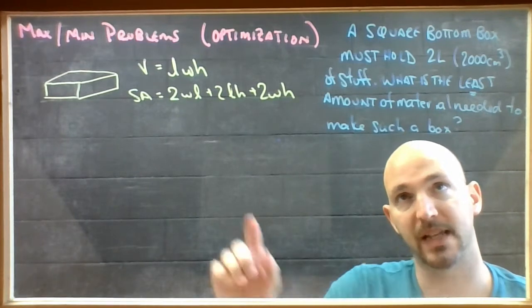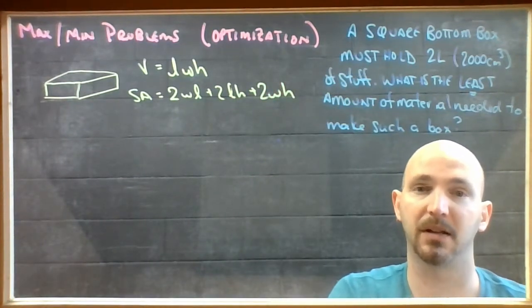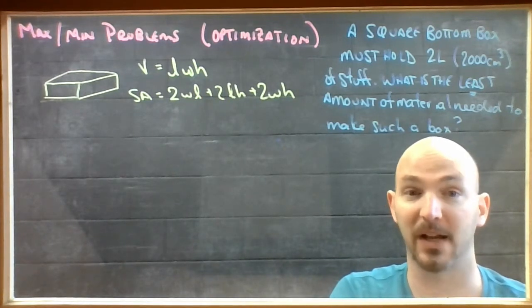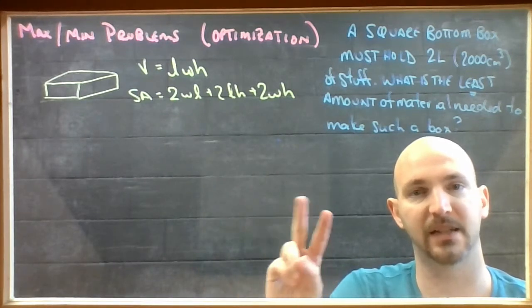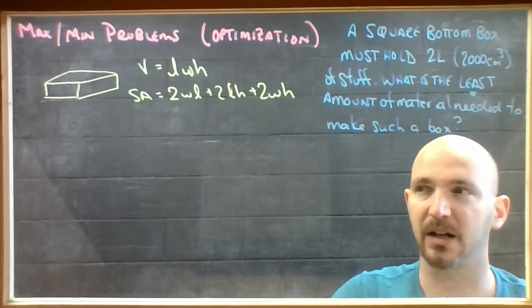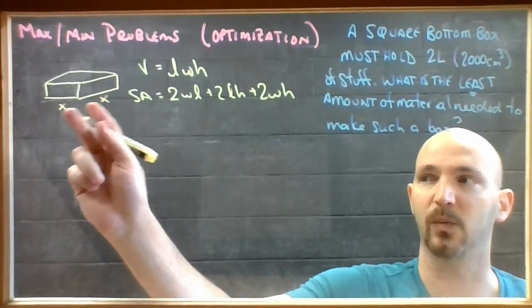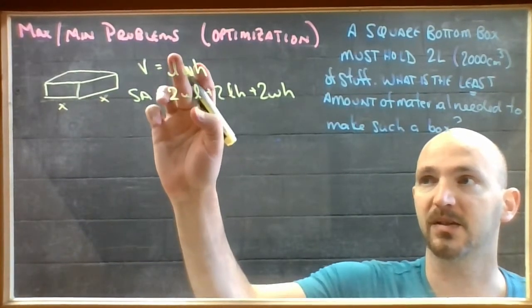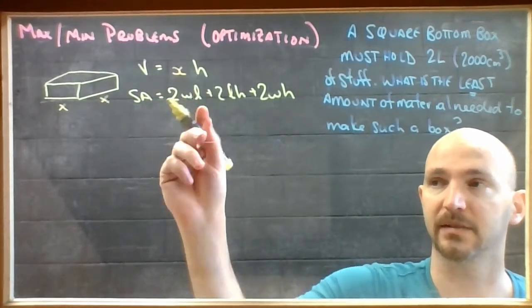So the first thing that's happened here is I've talked about a square bottom box. Now it has to be a square bottom box because I have too many variables here for us in high school calculus to handle. Length, width, and height, that's 3. I need to trim it down to 2. So when I make this box square bottom, what I've done is I've said that the width and the length are the same. So I'm going to switch this out for a new variable, x.